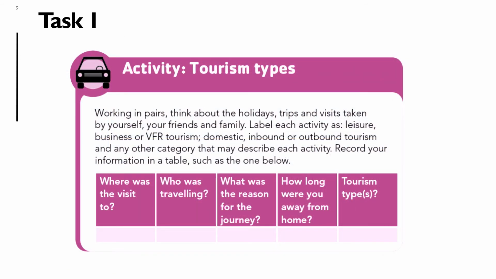Okay, now I have a task for you. In this task, I want you to work in pairs. You have to think about the holidays, trips, and visits taken by yourself, your friends, or your family. Label each activity as leisure, business, VFR tourism, domestic, inbound, or outbound tourism, and any other category that may describe each activity. Record your information in the table. You can look at the example.